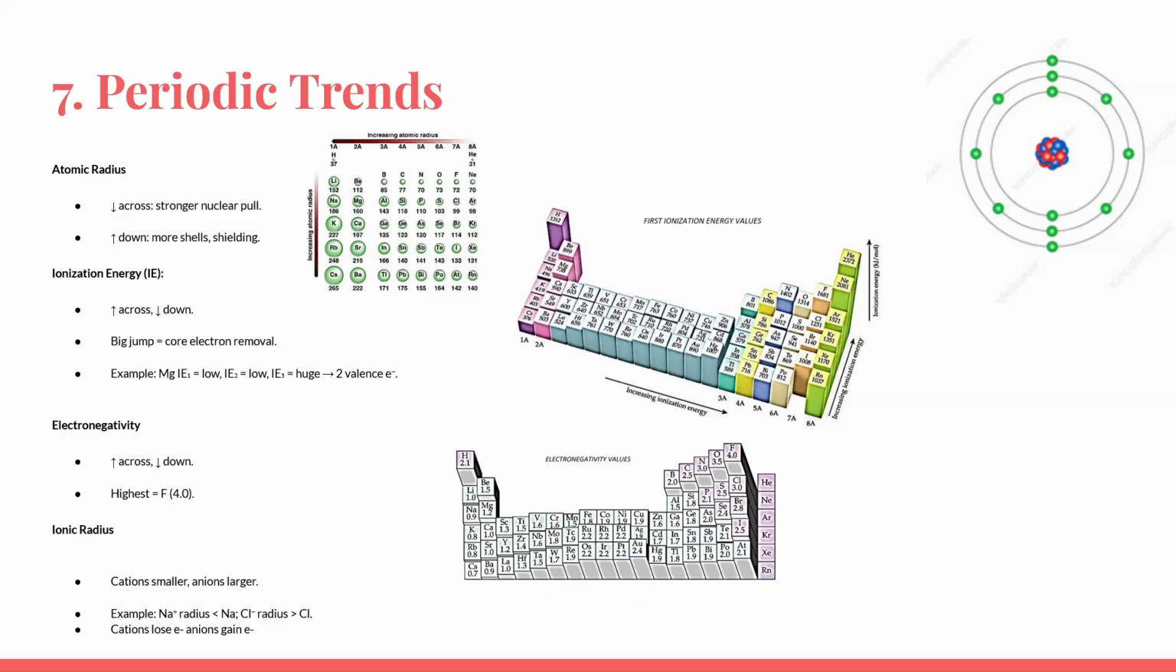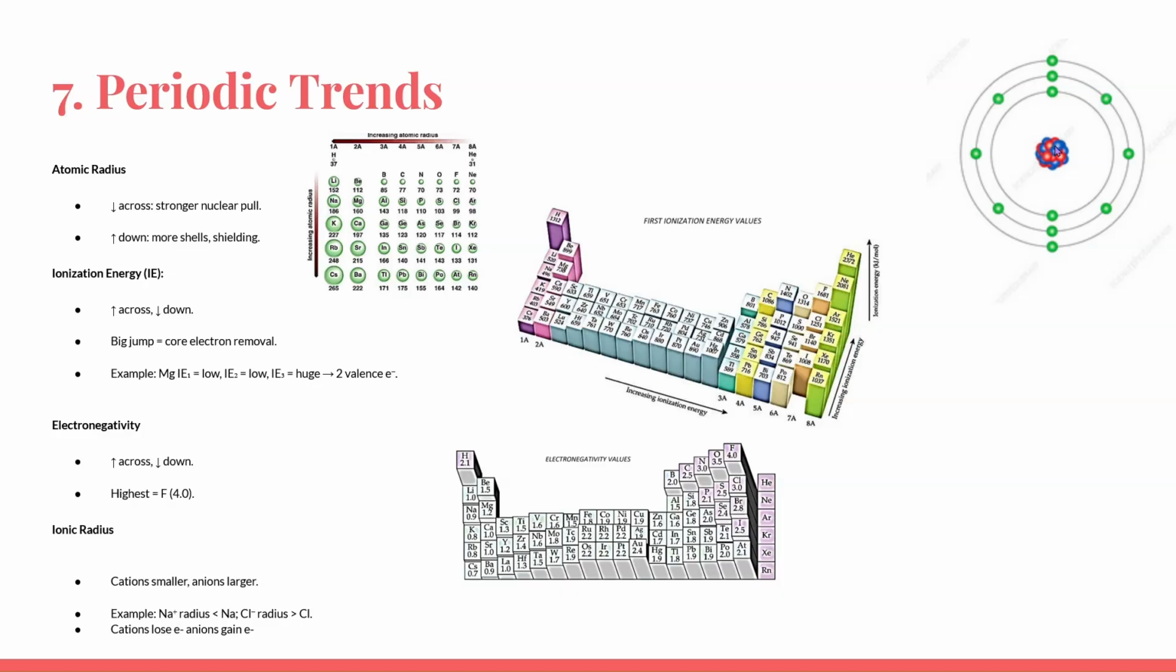And if you go down, you have more electron shells, which means a lower ionization energy, since it's easier to pick off those electrons the further away they are from the nucleus, since the attractions aren't as strong. Example is magnesium, and we have a magnesium atom right here.